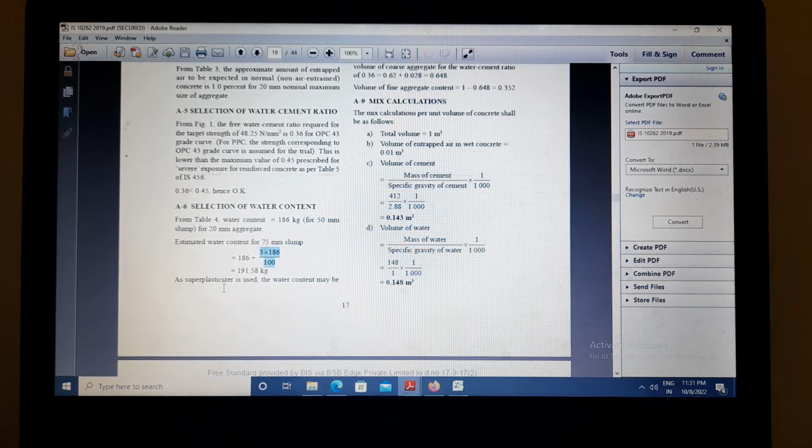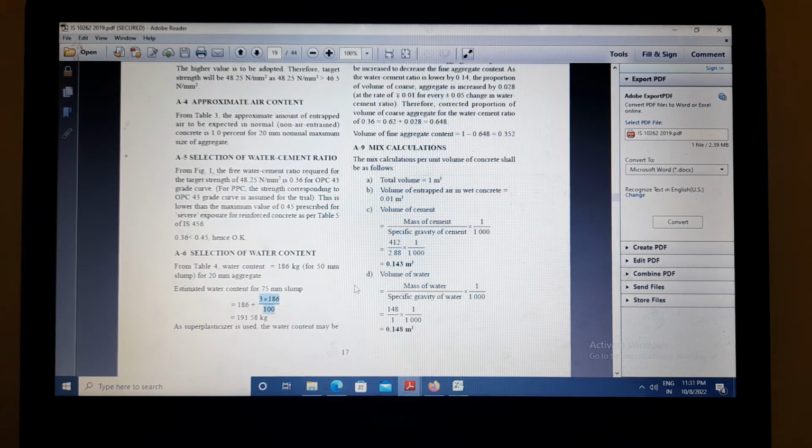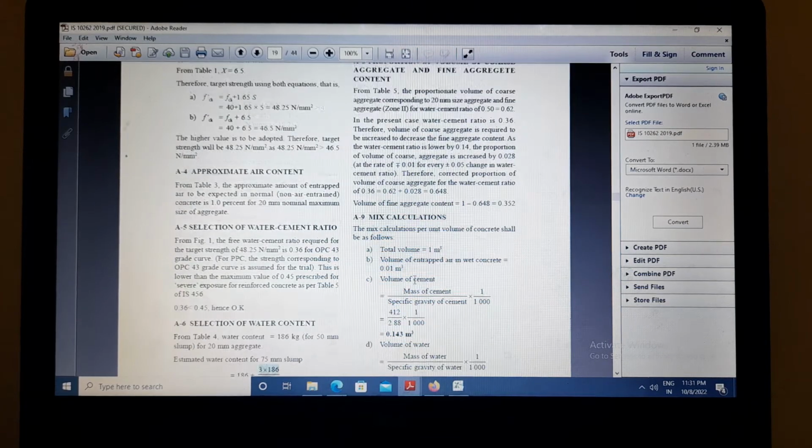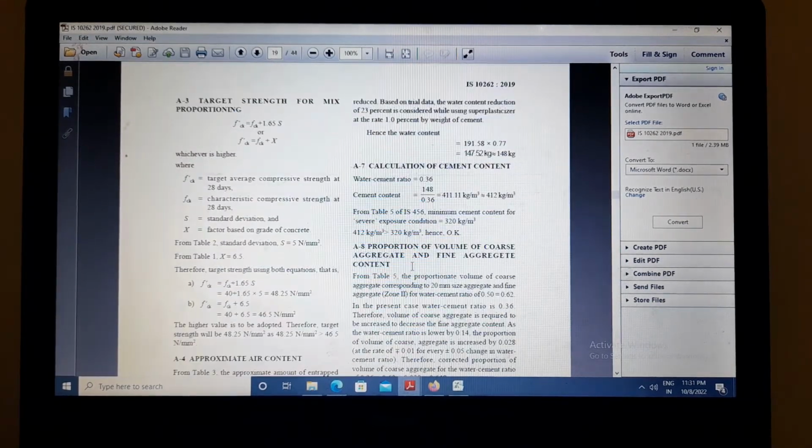And here we are using superplasticizer. So water content may be reduced by using the superplasticizer. You can check that the reduction of water with your superplasticizer that we can get from the technical data sheet of the admixture or based on the trials you have conducted. So based on the trial data, the water content reduction of 23% is considered while using. Here the water content is decreased by 23% by addition of superplasticizer at the rate of 1%.